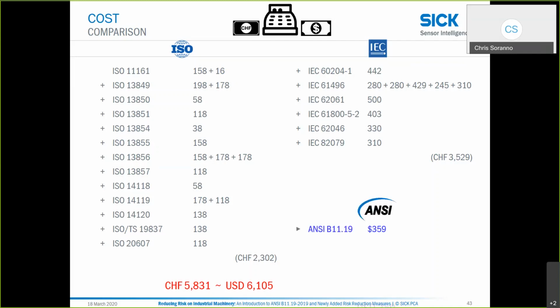Whereas if we look at ANSI B11.19, that cost is very drastically different. It's less than 6% of what it would cost to go and get all those other standards. Now, if you're in the business of building interlock switches or light curtains, obviously you're going to want to have those international standards as well. But from a sheer application and validation standpoint in the marketplace on machines already deployed, you can see that the cost barrier is much lower.